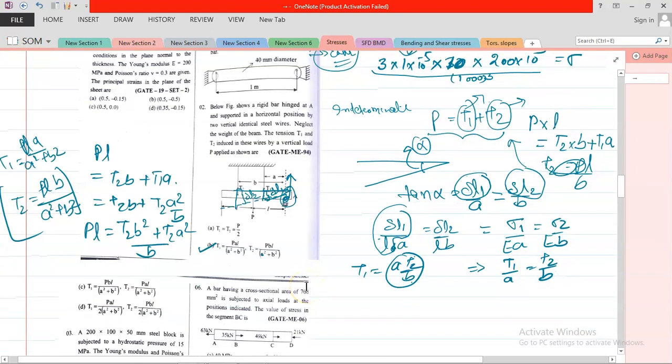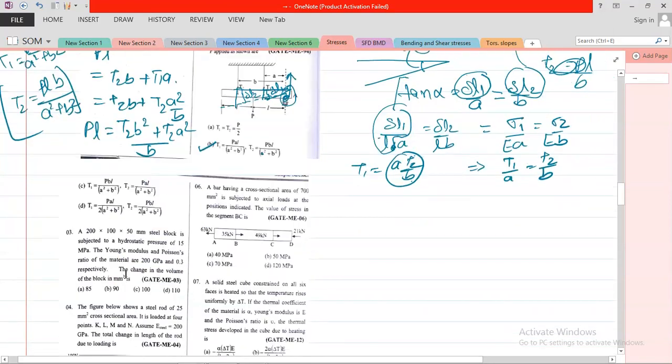So this is your question of indeterminate problems. So you can just equate the moment about all the forces. So this is not right, you can write moment equal, and you can also write that deflection equal.